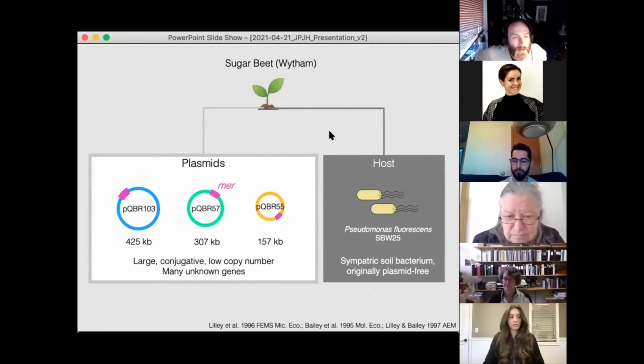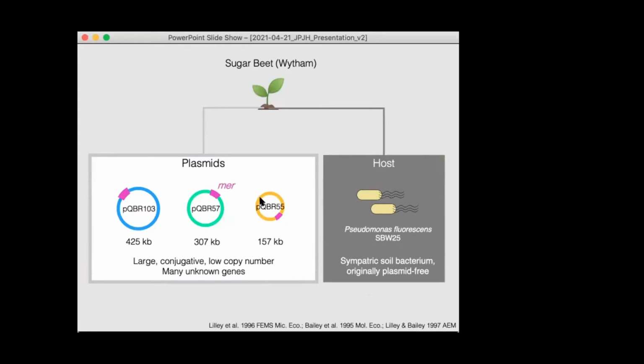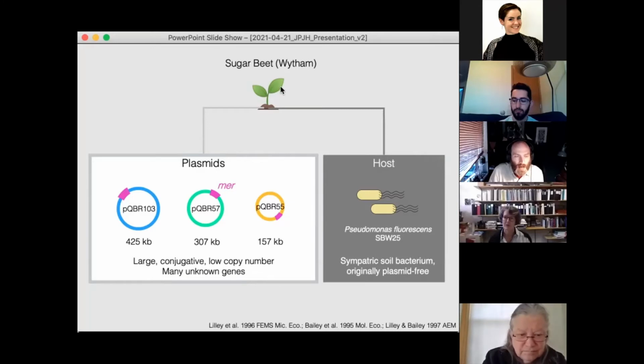So the system that I've mainly used to understand plasmids so far is this one. So this is a system of plasmids and a bacterial host, and they were isolated from a field of sugar beet in Oxfordshire about 30 years ago. And the nice thing about this system is we've got a set of different types of plasmids, which are mercury-resistant plasmids, which were found in this environment.